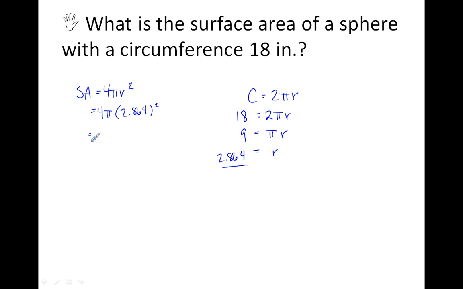If I round it, I get 103.132. Right? I'm going to round that to the nearest whole number, so we'll just say 103. Our unit was inches, so our answer is square inches. So about 103 square inches.